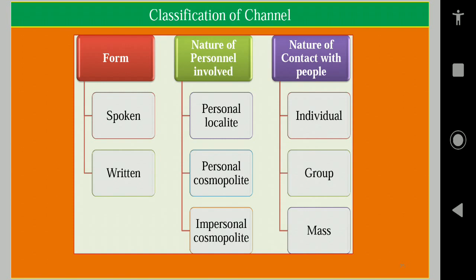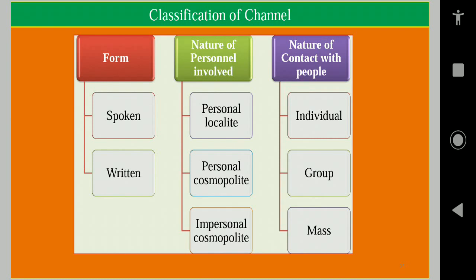Then personal cosmopolite, that is person. Personal means that is a person, but that is not from the local area. That is outside the social system of the receiver. That is your extension agent. These are the channels of communication. Personal cosmopolite is the channels of communication from outside the social system of the receiver.